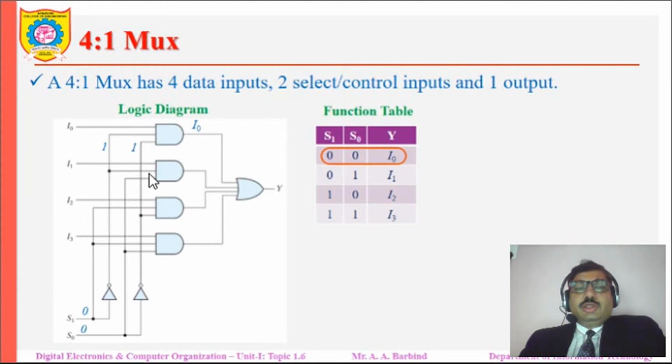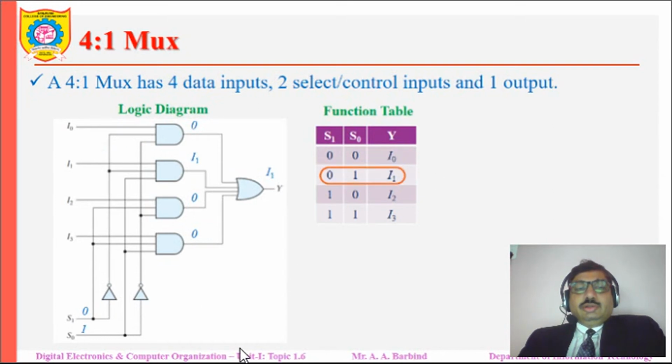While if we see the rest of the 3 AND gates, one of the inputs is 0, so that is why its output will be 0. So the final output Y of the OR gate will be I0 or 0 or 0 or 0, that is, it is I0. So when inputs are 0, 0, the output is I0.